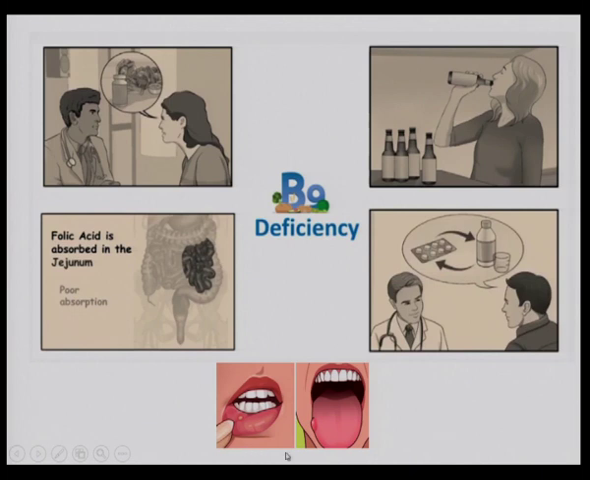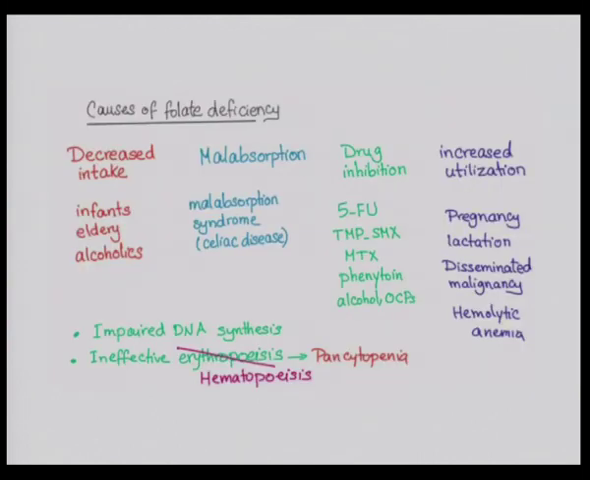So these are all fast growing epithelial cells. They immediately show deficiency conditions, lack of proliferation and injury. So that is an indication that we need to supplement the diet with B9 vitamin folic acid. Now, let us elaborate a little. So as I mentioned, the decreased intake, malabsorption.